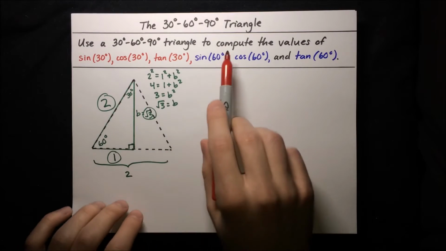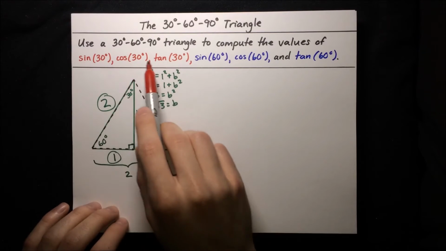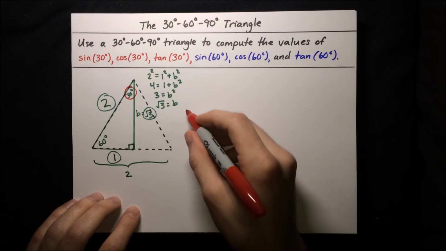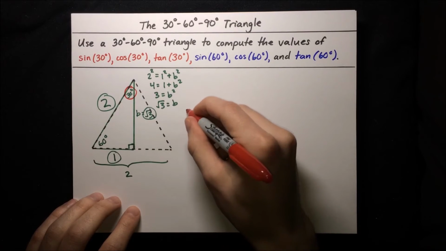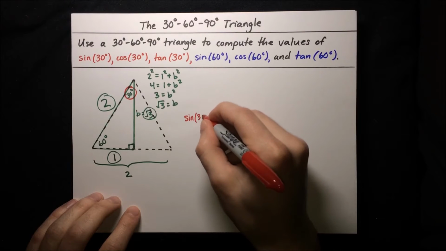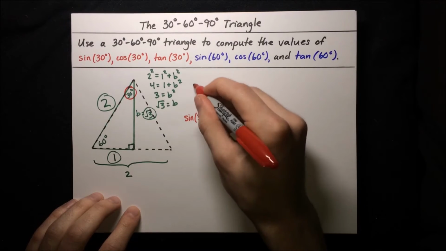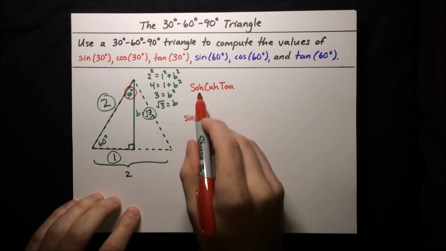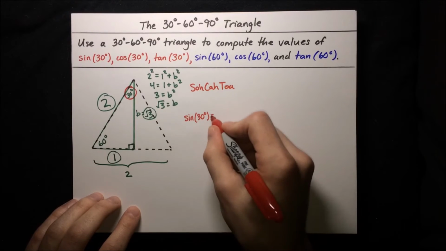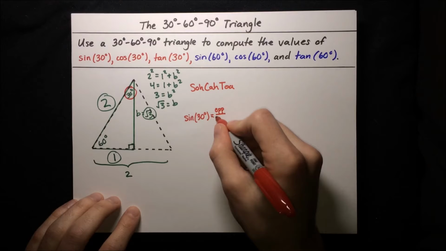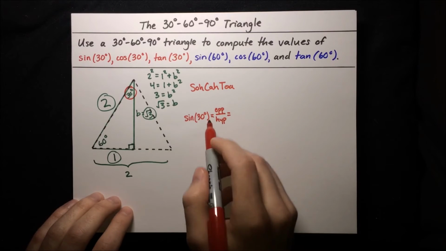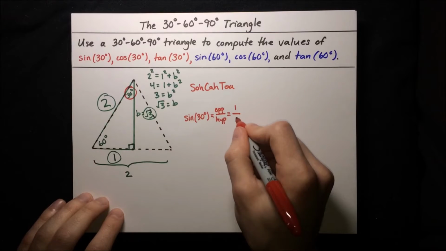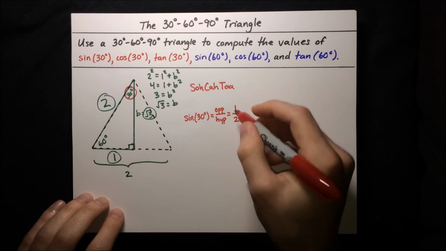All right, now we're ready to compute some of these trig values. Let's look at the 30 degree ones first. So looking at this angle here, 30 degrees, let's write down sine. What is sine of 30 degrees? Well, we can just use SOHCAHTOA. SOHCAHTOA says that sine is just opposite over hypotenuse. So opposite over hypotenuse, and that's going to be equal to, well, opposite side is 1, and then hypotenuse is 2. So sine of 30 degrees is just 1/2.